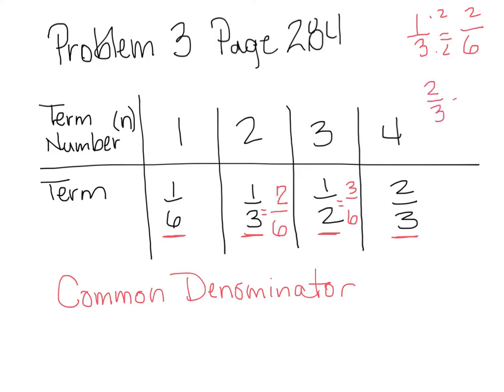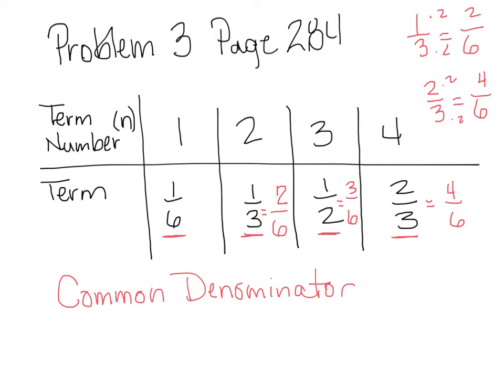2/3. Common denominator 6. Multiply numerator and denominator by 2. 3 times 2 gives me 6. 2 times 2 gives me 4. So my equivalent fraction would be 4/6. Okay, now that we have a common denominator, look at your numerators.